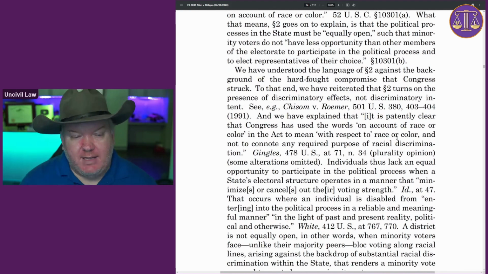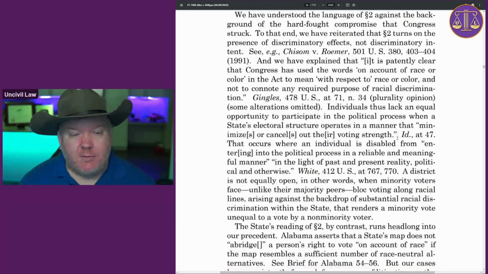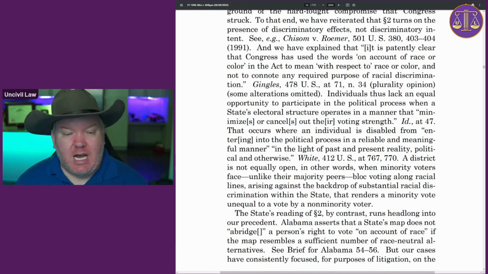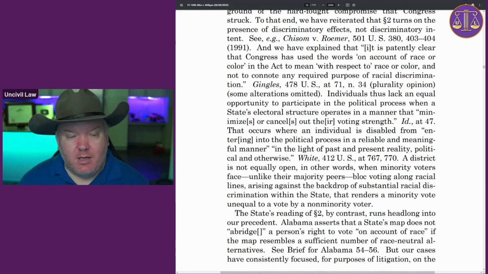And we've explained that it's patently clear that Congress has used the words on account of race or color in the act to mean with respect to race or color and not to connote any required purpose. Individuals thus lack equal opportunity to participate in the political process when a state's electoral structure operates in a manner that minimizes or cancels out their strength. That occurs when an individual is disabled from entering into the political process in a reliable and meaningful manner in light of past and present reality, political and otherwise. A district is not equally open, in other words, when minority voters face, unlike their majority peers, block voting along racial lines, arising against the backdrop of substantial racial discrimination within a state, that renders a minority vote unequal to a non-minority vote.